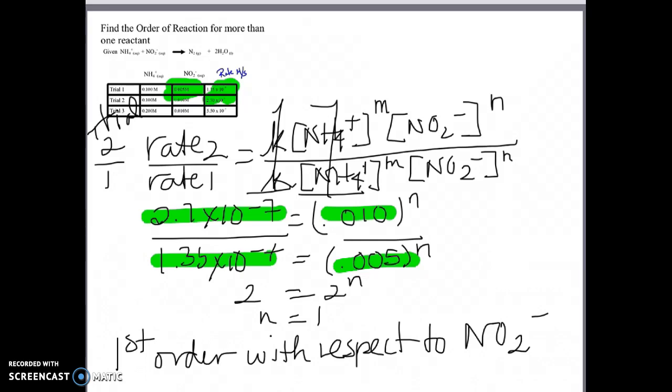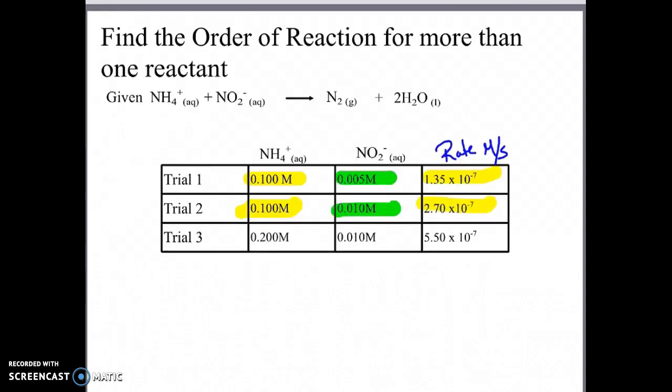Now, what's going to happen is you're going to do the same thing for the NH4 ion. Let's go back up here when we go to the NH4 ion, and let me erase what I've highlighted here so we can take a look. Do you notice that the concentration of NO2 is staying constant in trials 2 and 3? So this is what we're going to compare here next.